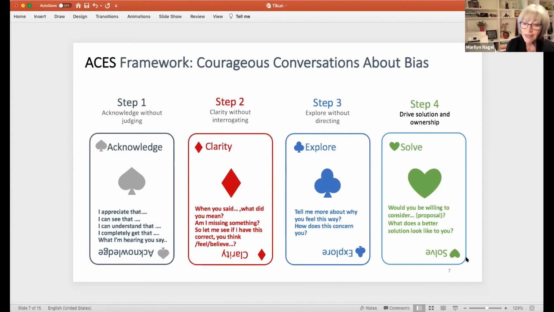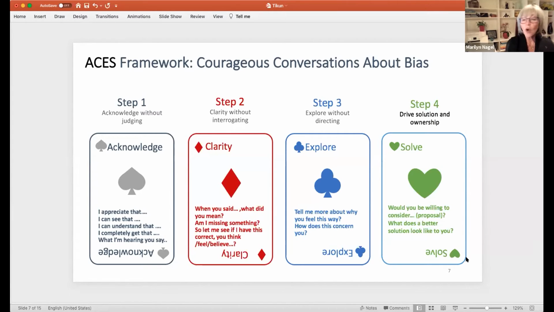So the first one is acknowledge without judging. I appreciate that, or I can see that you might be upset about what's going on, et cetera. I understand. I completely get what I'm hearing you say. You're acknowledging what they're saying. You're not agreeing to it. You're simply acknowledging it.